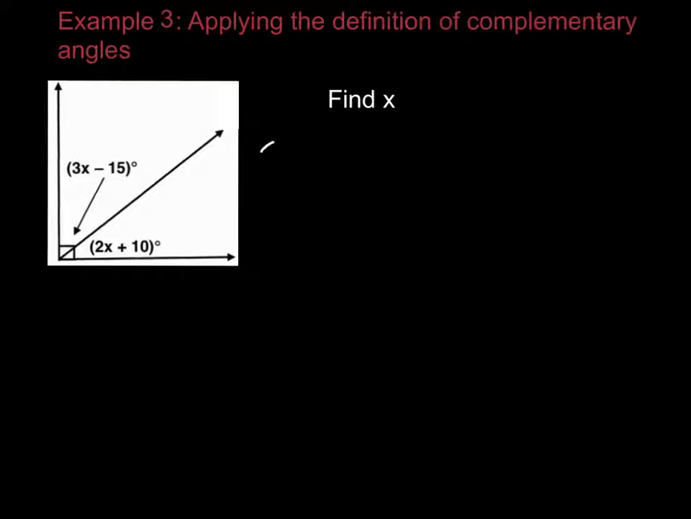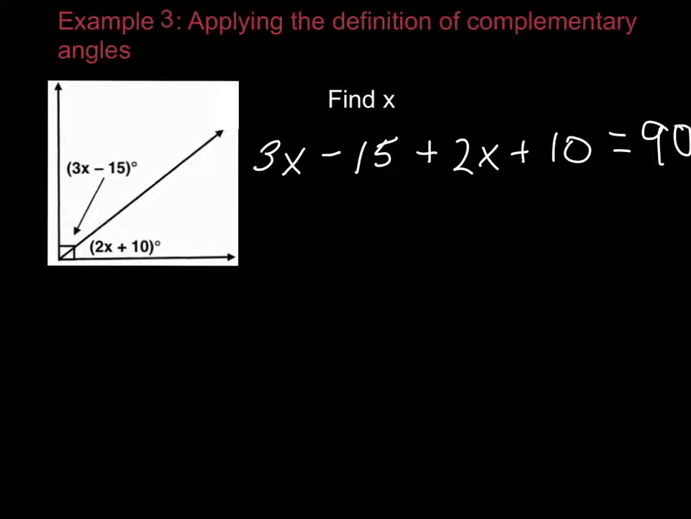So I know that 3x minus 15, when I add that angle measure to 2x plus 10, they're going to add up to 90. Now, I didn't use parentheses here. In the picture, there's parentheses just because of that degree symbol. We don't really need them because we're just adding and subtracting here.